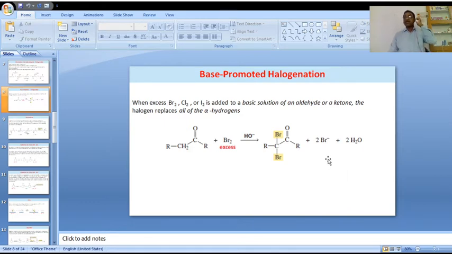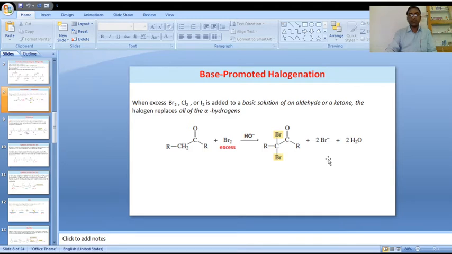In what way is it called a base promoted halogenation process? Why is it not called a base catalyzed halogenation process? We'll discuss that in the mechanism part, and why it is called promoted.